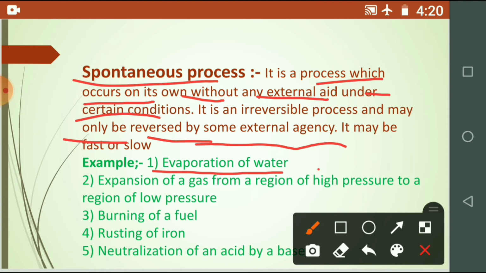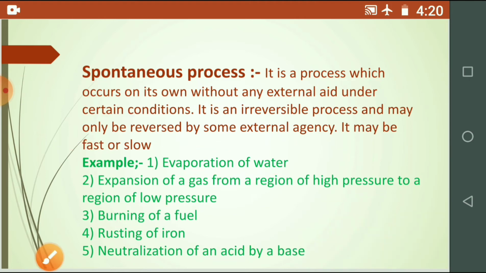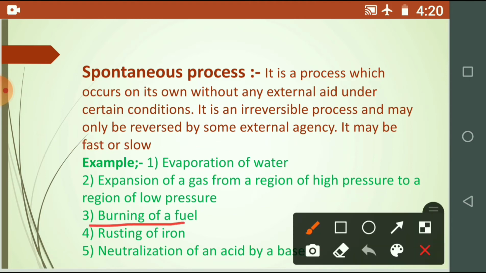The second example is expansion of a gas from a region of high pressure to low pressure. So wind blows, that is, from higher pressure to lower pressure, the gas flows. It cannot be reversed. This process is a fast process. Burning of fuel: initially we may have to supply initiation for burning of fuel. Once it is ignited, it burns on its own. This is a fast process.